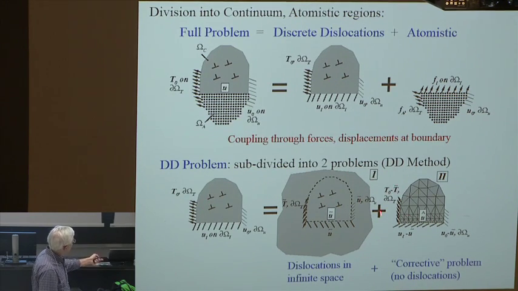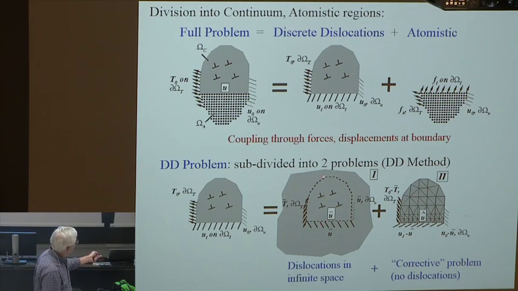I have to do a separate problem to correct for these fields on the boundary, and that problem is on the physical domain, and there are no dislocations in that problem, but the boundary conditions are my actual boundary condition minus the traction here for the traction boundary, and the actual boundary condition here minus this displacement here. And this is now just a continuum problem with specified boundary conditions, no dislocations at all.